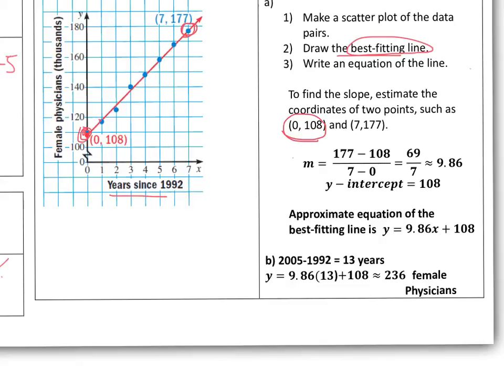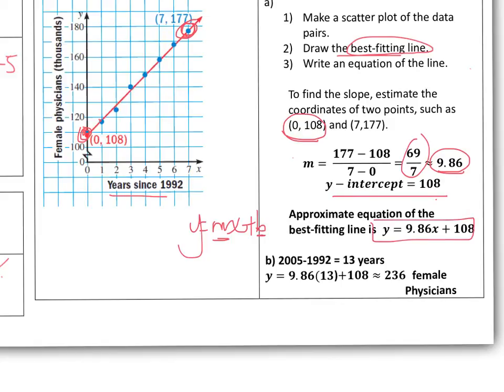The beginning point and the last point, and then take the difference of 177 and 108 in the numerator to get 69, and 7 minus 0 to get 7, and then I do the division, and then I round it to the hundredths place to get the slope, 9.86, and the y-intercept 108. Using the slope-intercept form, y equals mx plus b, I sub in 9.86 for m and 108 for b to get the best fitting line.